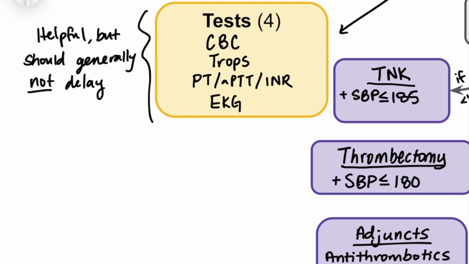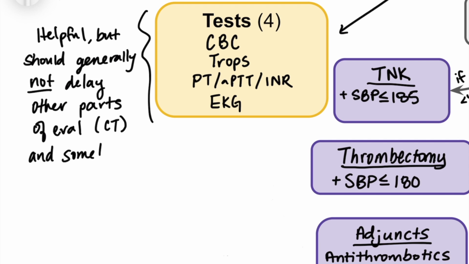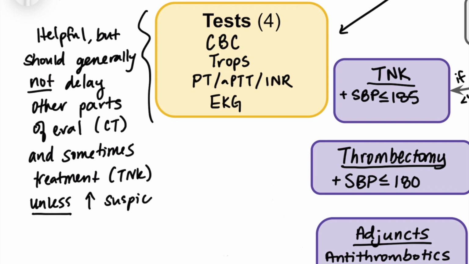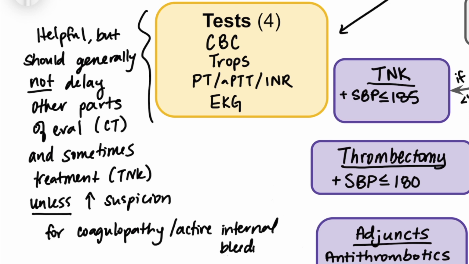However, getting these tests should not delay the patient's ability to get a non-contrast head CT or even TNK unless the history and exam are highly suggestive of active bleeding, for example. Then you may want to wait for a platelet count to come back, as well as PT, APTT, and INR to return before providing TNK or undergoing thrombectomy.